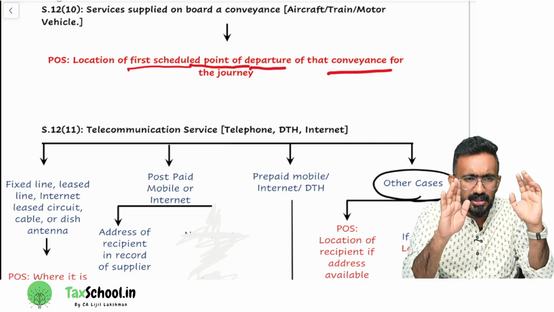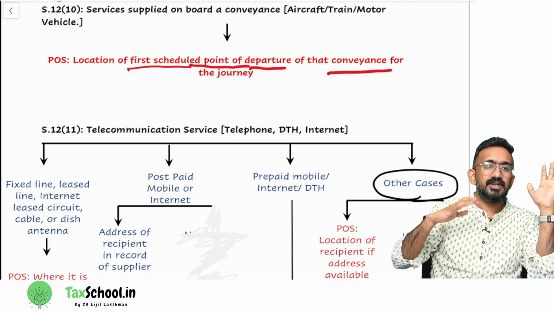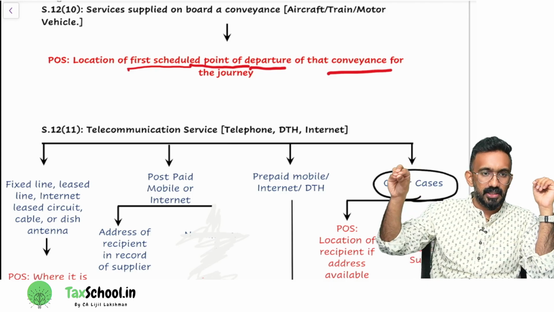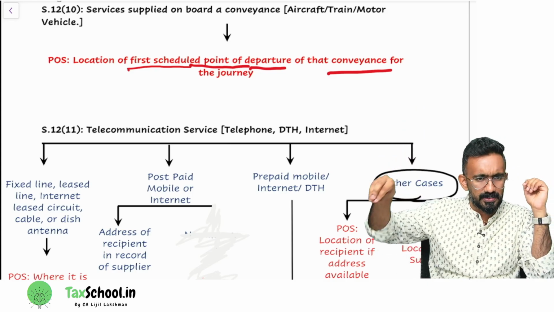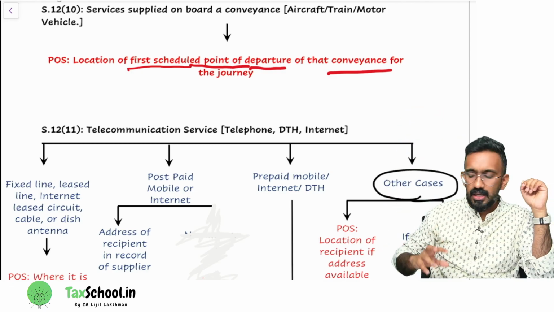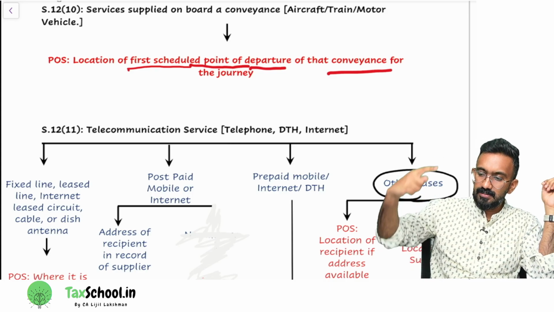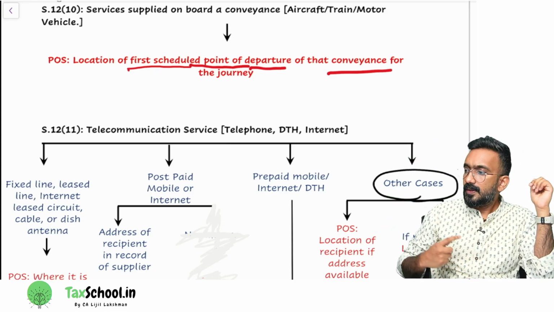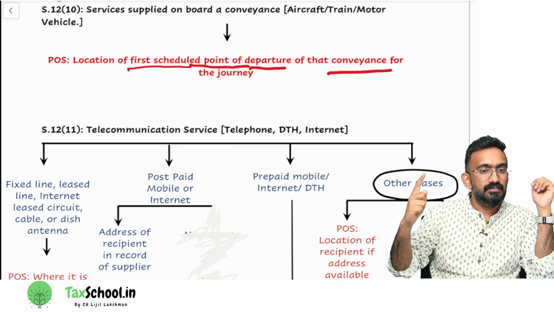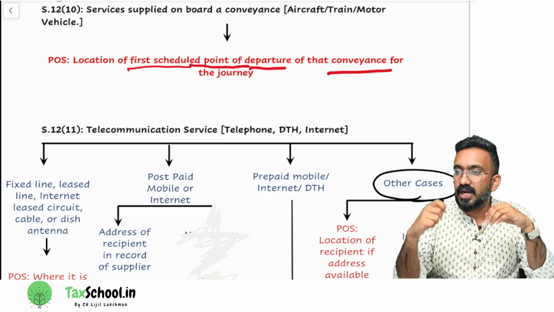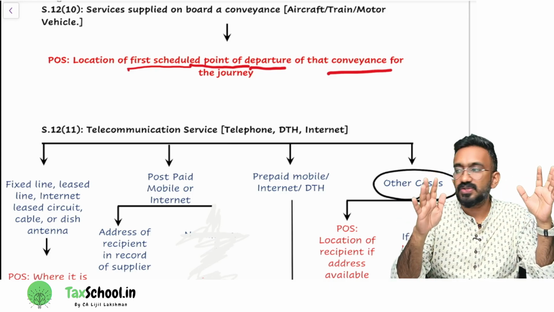I'll give you one example. Carefully listen. There is a flight which first starts from Chennai. From Chennai, it goes to Hyderabad. From Hyderabad, the same flight will go to Delhi. So the flight journey is Chennai, Hyderabad, Delhi. A person got into the flight from Hyderabad. He availed movie on demand, paid 100 rupees. What will be the place of supply for the service?